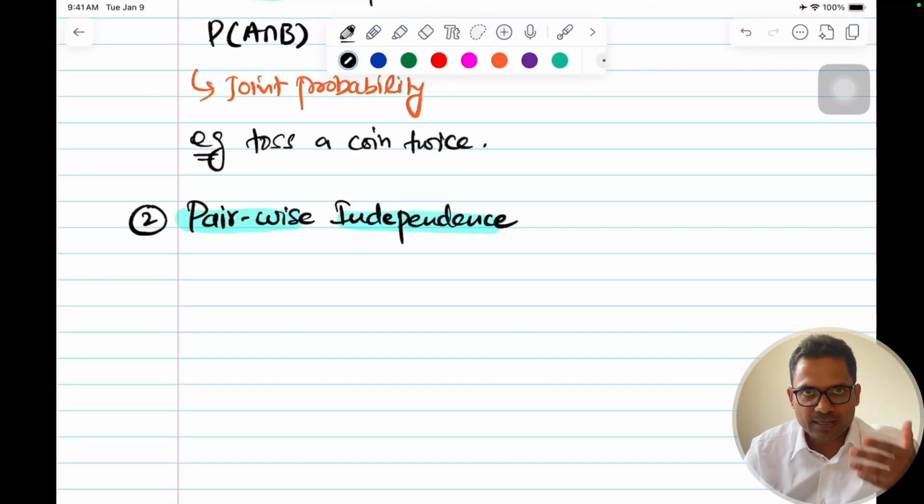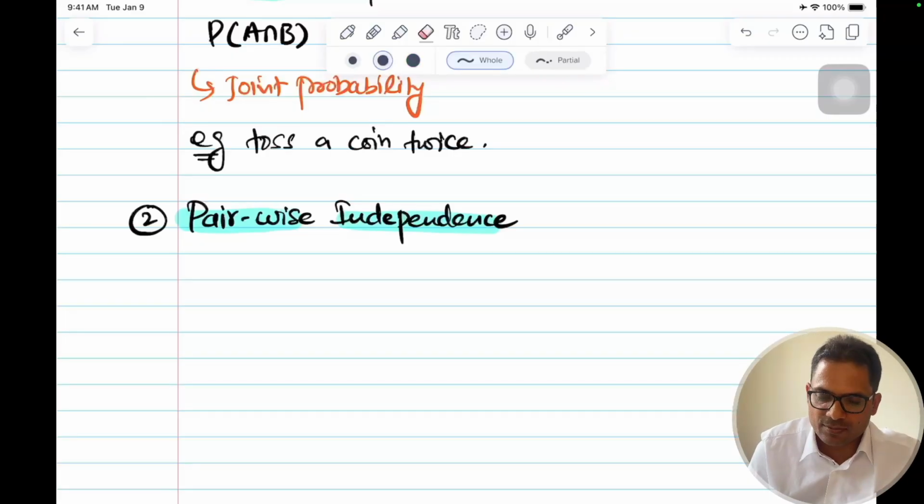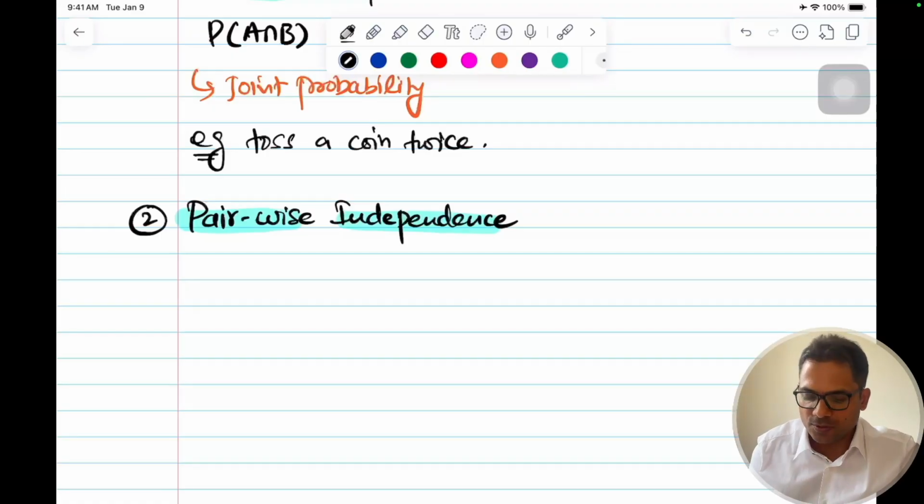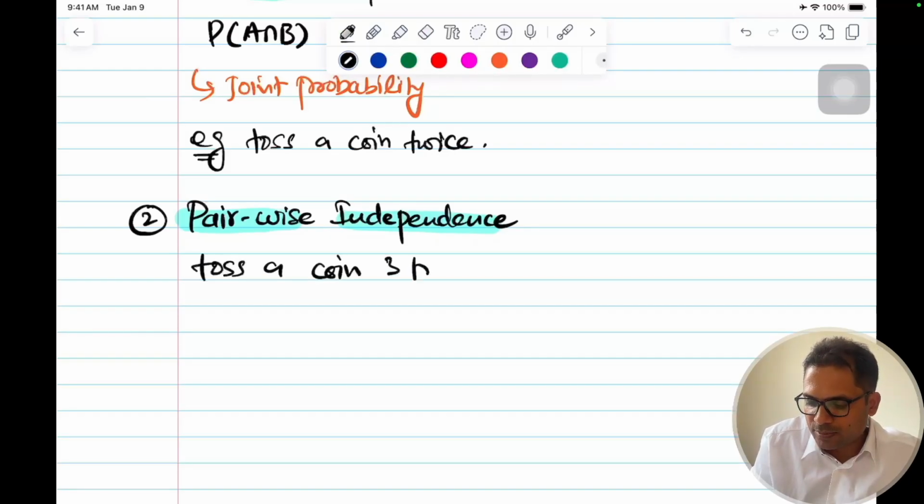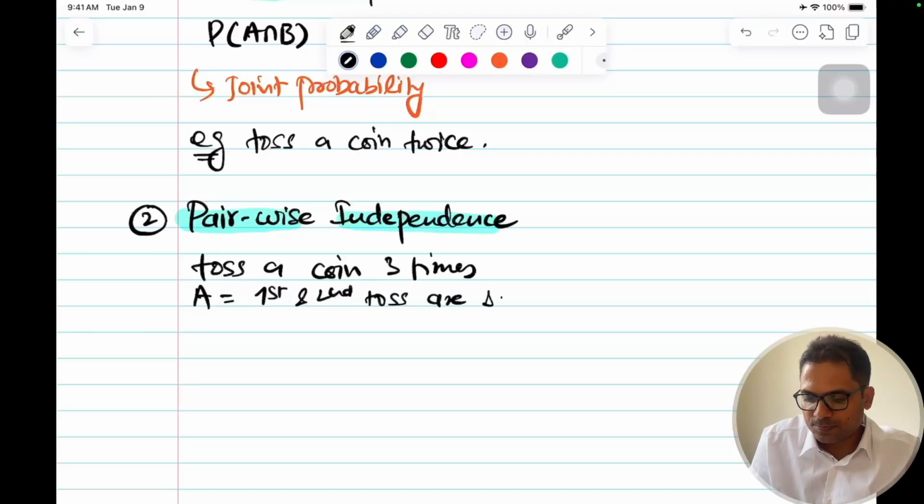So let's define our three events. We are doing again a coin toss experiment, and I'll define three events. The experiment is to toss a coin 3 times. The first event, A, is that I get the same outcome in the first and second toss. So A is first and second toss are same.